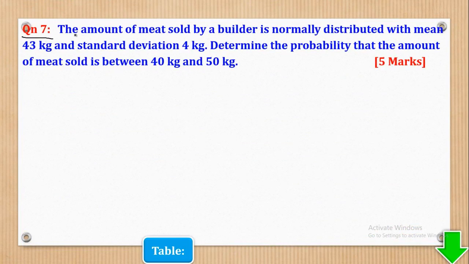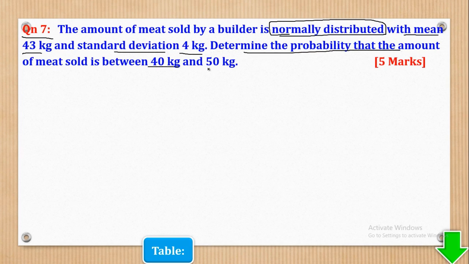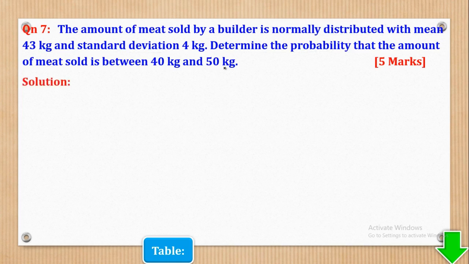So question 7 says the amount of meat sold by a butcher is normally distributed. Note this one, normally distributed, meaning now we are dealing with normal distribution, with mean of 43 kilograms and standard deviation of 4 kilograms. Determine the probability that the amount of meat sold is between 40 kilograms and 50 kilograms. So first of all, X will be the random variable for the normal distribution. Therefore, the probability between 40 and 50 will be given by X greater than 40 but less than 50.